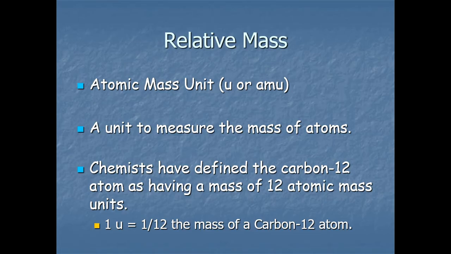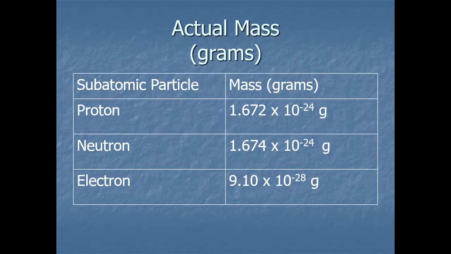Actual masses outside the AMU, look how small they are. You've got a proton being 1.672 times 10 to the negative 24th grams, and a neutron is 1.674 times 10 to the negative 24th grams. So a very, very insignificant difference between the size of a proton and a neutron. At 3 significant digits, they're the same. And the electron, look at that, that's very, very small, 9.10 times 10 to the negative 28th grams. It is 1/1836th of the mass of a proton.